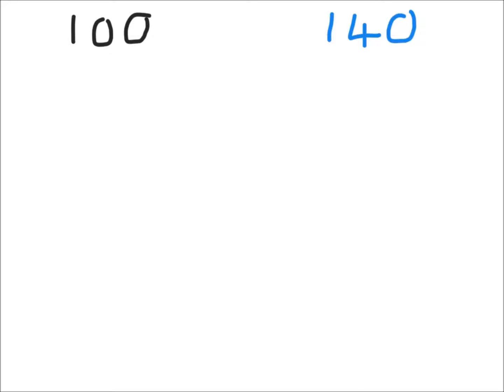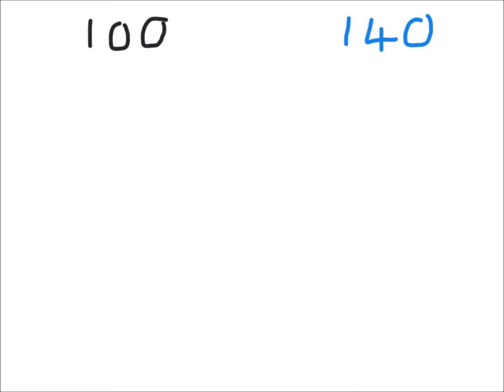Okay, on the screen we've got two numbers. We've got 100 and on the right hand side 140. We want to find the highest common factor of 100 and 140, and we're going to do it through this process called prime factorization. So to begin with, we are going to find the prime factors of each number, and we're going to start with 100 obviously.